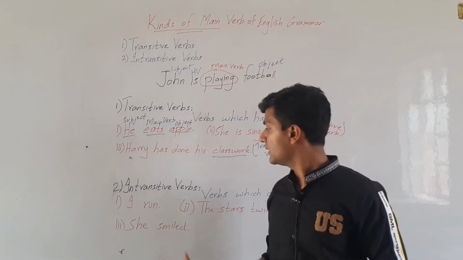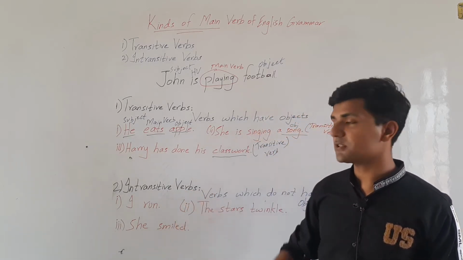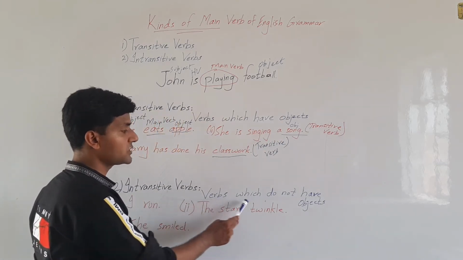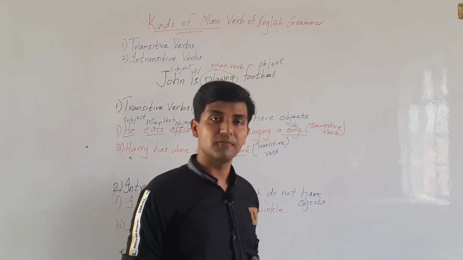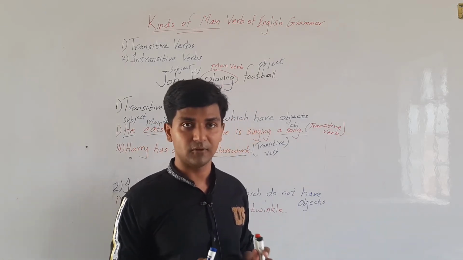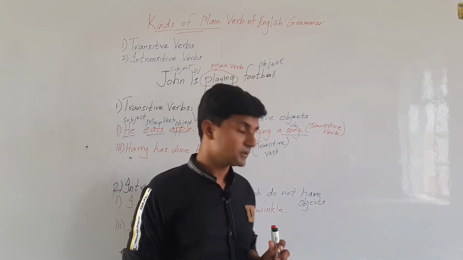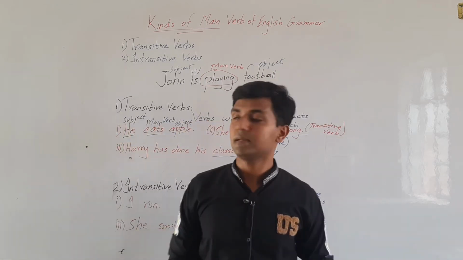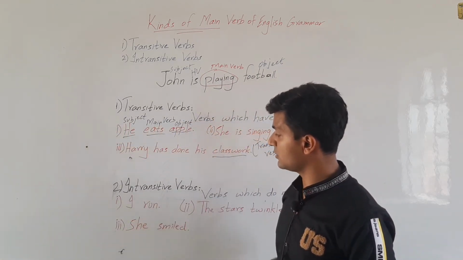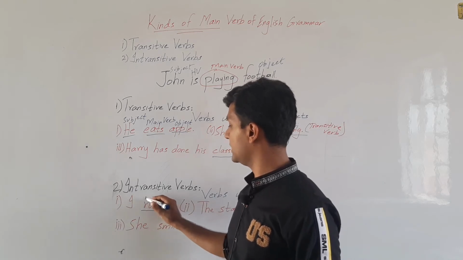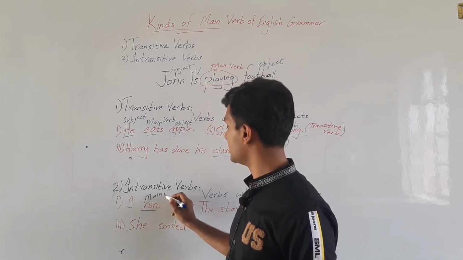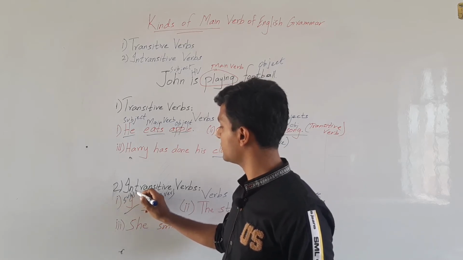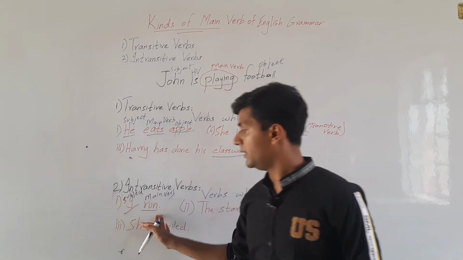Intransitive verbs are the verbs which do not have objects, which do not possess objects. Here we present an example: I run. In this sentence, run is the main verb and I is the subject, but we do not have an object.